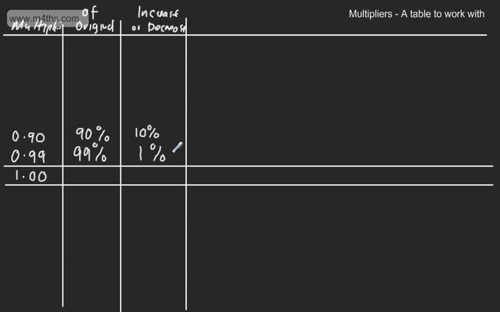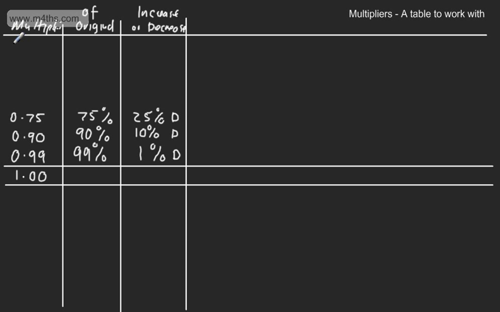So this is a 1% decrease or reduction. This is a 10% reduction or decrease. So if I had 0.75, this would be 75% of the original, or we could say a 25% decrease. We can see that these two values are always going to equal 100.